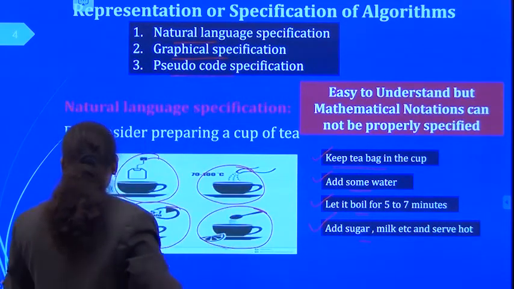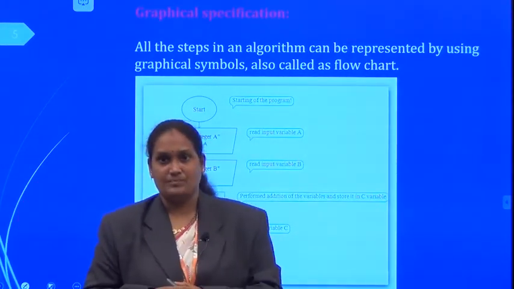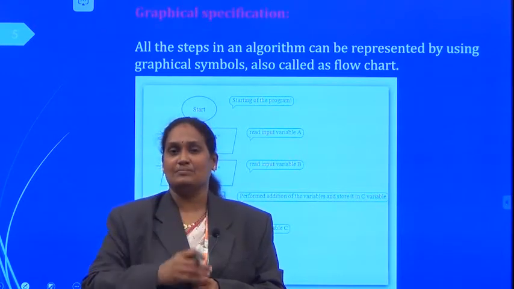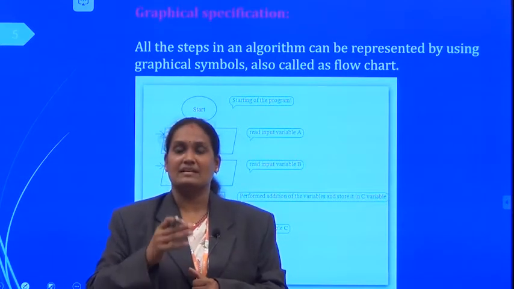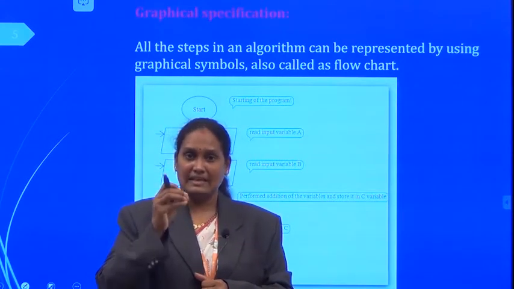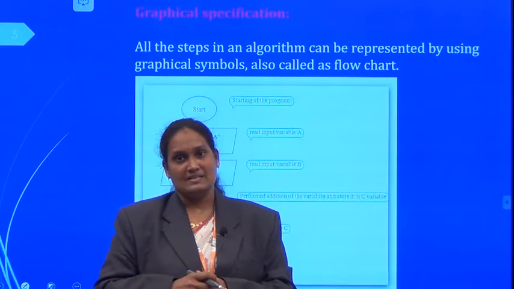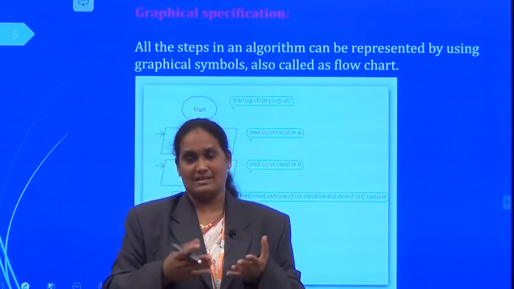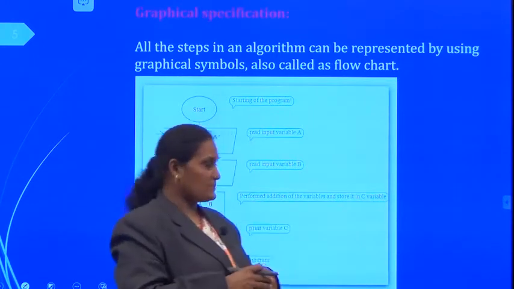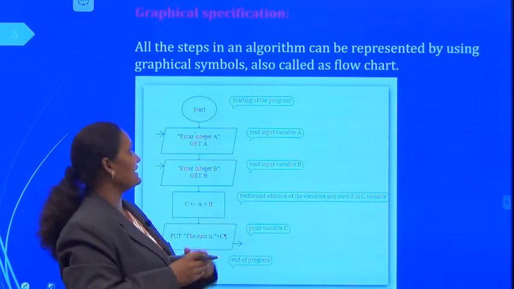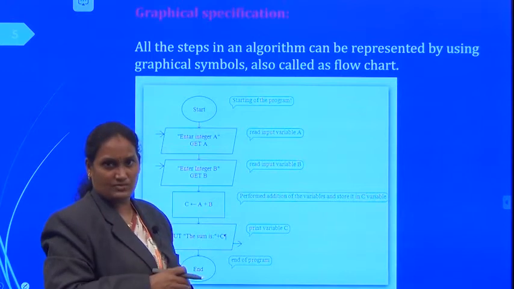Now, coming to the graphical specification. What is graphical specification? The steps in an algorithm can be represented by using some graphical symbols such as oval, circle, rectangle, square, parallelogram, etc. Now for explaining that graphical specification, here I have taken an example. That example is also a small example, which is nothing but addition of two numbers.